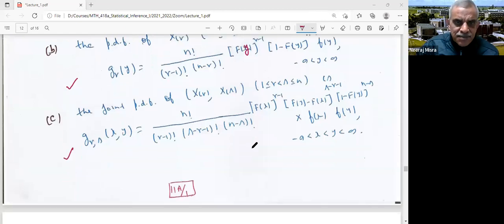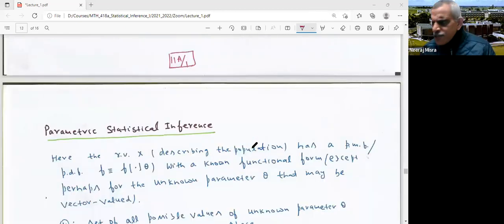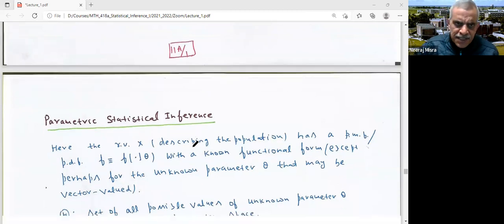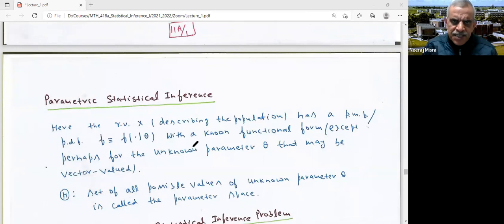Let me go back to my earlier slides. So I've done the central limit theorem. So this was all about the sampling distributions. Now let me discuss a little bit about parametric statistical inference. I have in general talked about statistical inference problems. Let me now talk about parametric statistical inference problems.